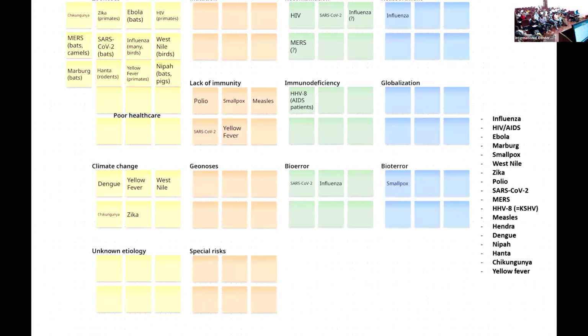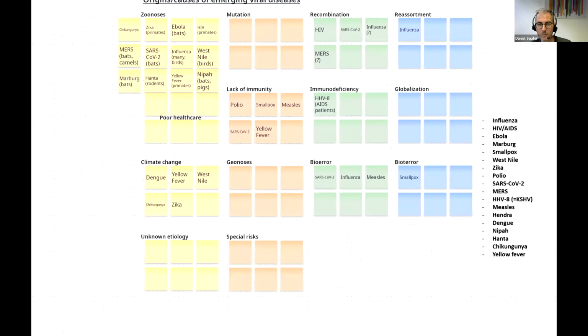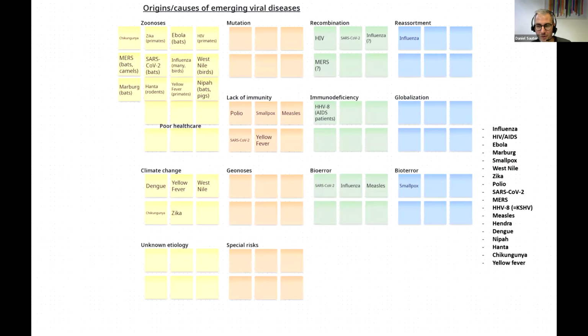Bioerror, the measles. Yes, could be possible. I'm not sure. I don't think this has occurred yet, but it would be bad, of course. Yes. Okay, sorry, I'm zooming out, so it's good.